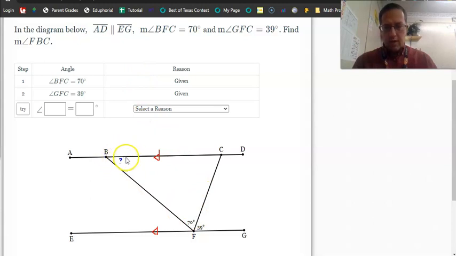So let's see here. I need to find angle FBC. I don't have anything up there. I can do something down here, though. These lines are parallel. That means we have various different relationships between the angles that we can use to find the measures of missing angles. So, for example, angle B would be same side interior to angle BFG, right? So if I know what angle BFG is, then I can find the measure of angle B. So that's what I'm going to do.